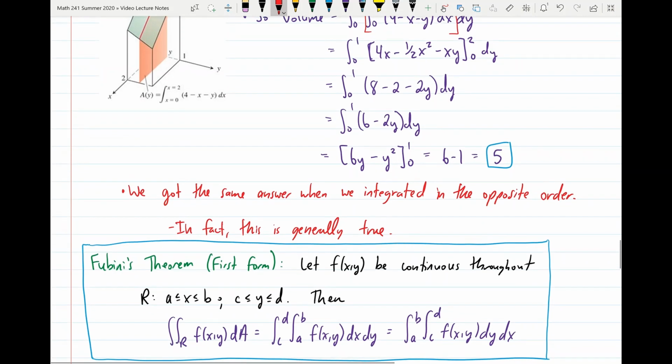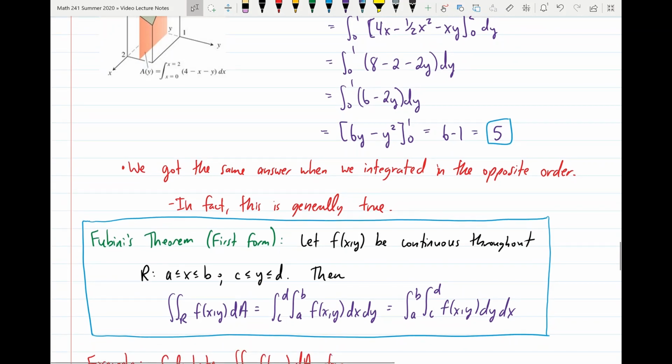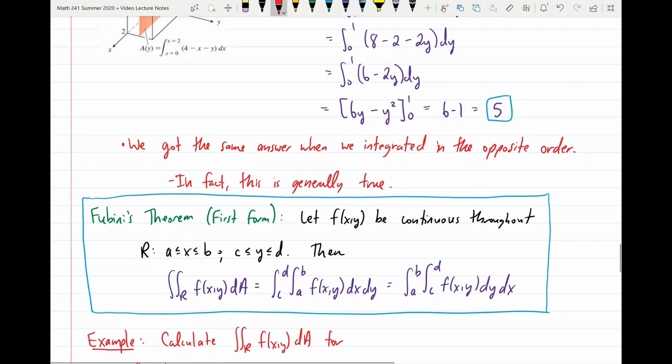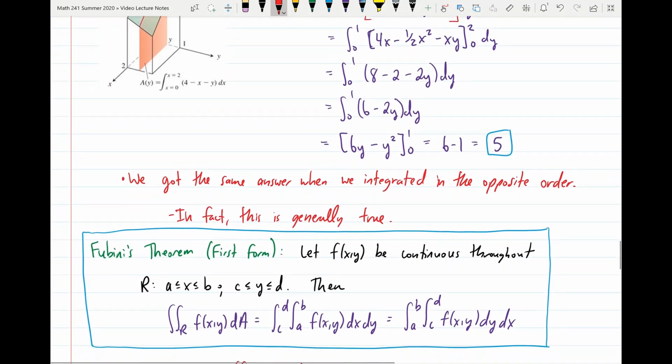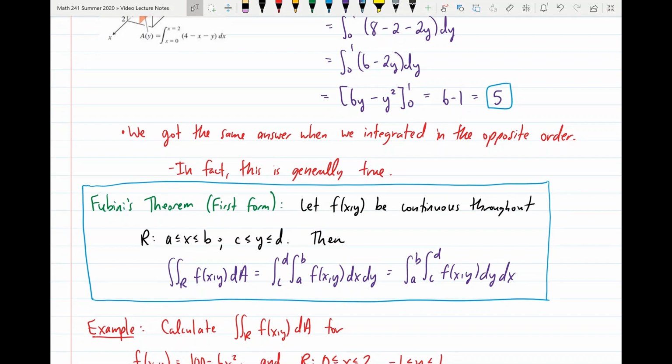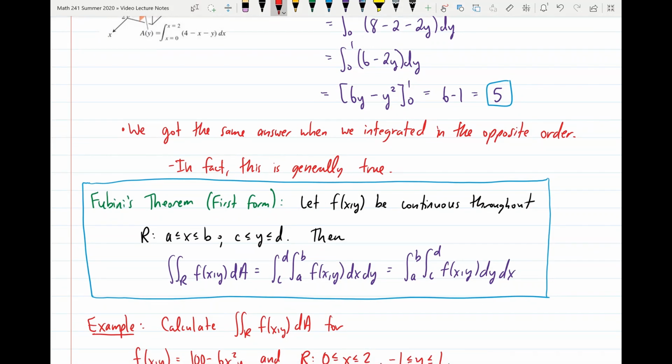And now, again, this just becomes an exercise from Calc 1. So it's just a single integral here. So we have the integral from 0 to 1 of 6 minus 2y dy. And that'll give us 6y minus y squared from 0 to 1, which is equal to 6 minus 1, which is equal to 5. And so ultimately, regardless of which cross sections we used, we got the same answer. So we can get the same answer when we integrate in the opposite order.